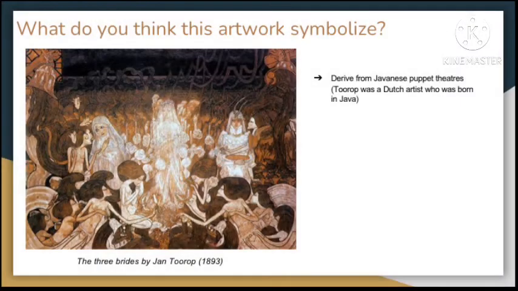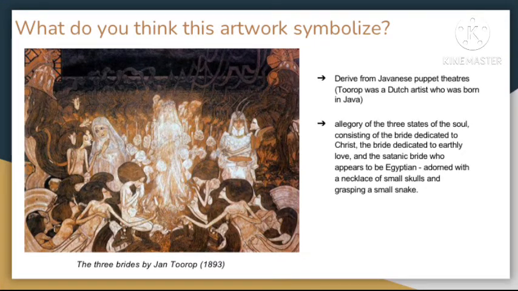The artist Toorop was a Dutch artist who was born in Java, and this artwork was derived from Javanese puppet theaters. So, this artwork is an allegory of three states of the soul, consisting of the bride dedicated to Christ, the woman at the middle, the bride dedicated to earthly love, the woman at the left corner, and the satanic bride on the right, who appears to be Egyptian, adorned with a small necklace with skulls and a grasping small snake.